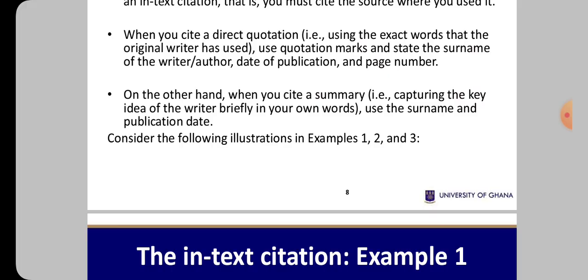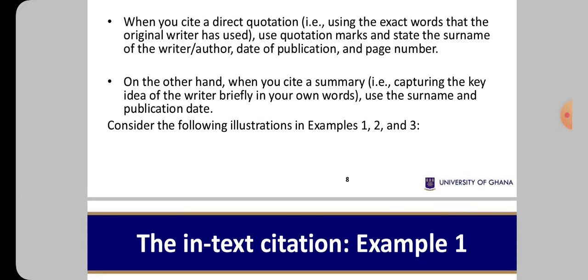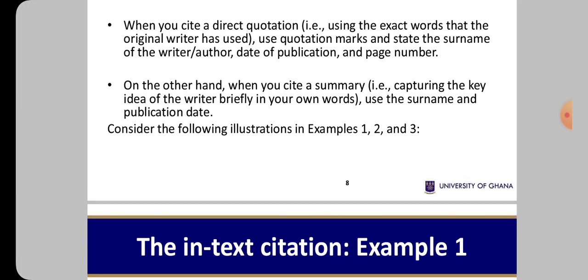I know anytime you read, you don't pay attention to these things, but now as you are doing these things, you must pay attention to all of them. When you are reading a book or a publication, you should be able to identify them.